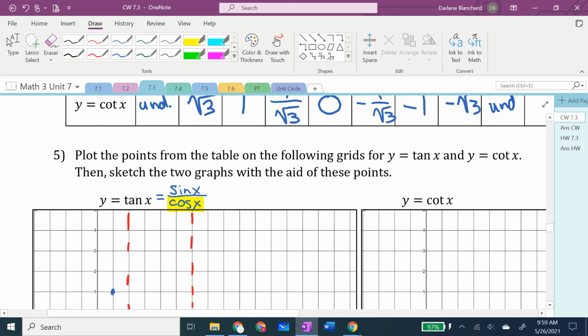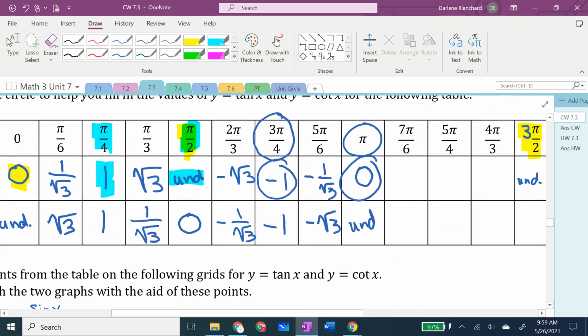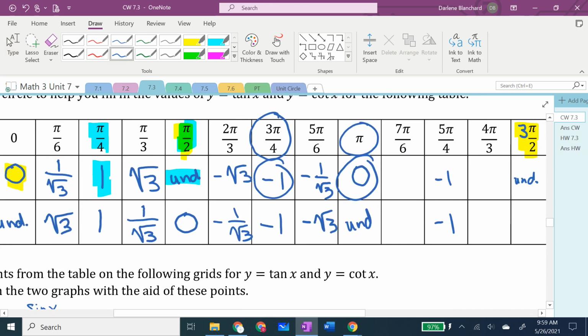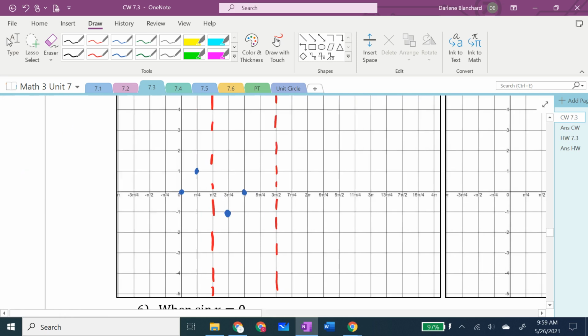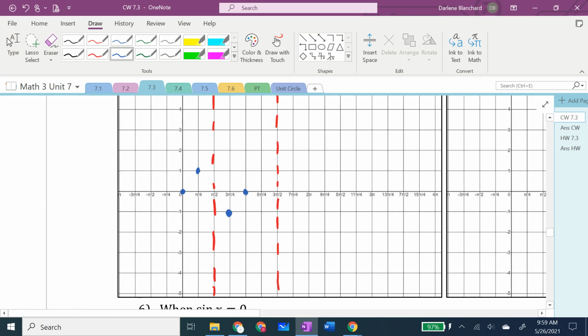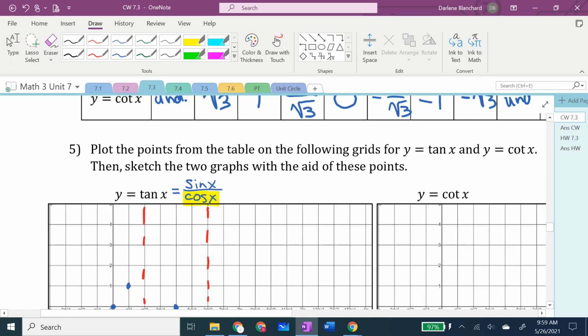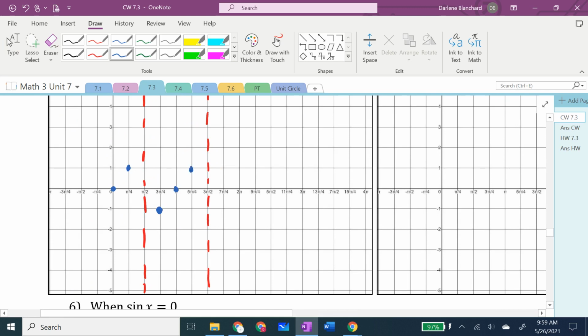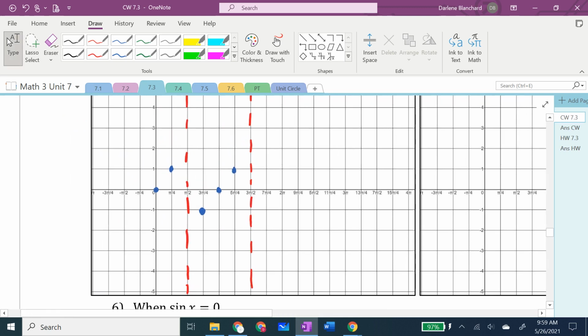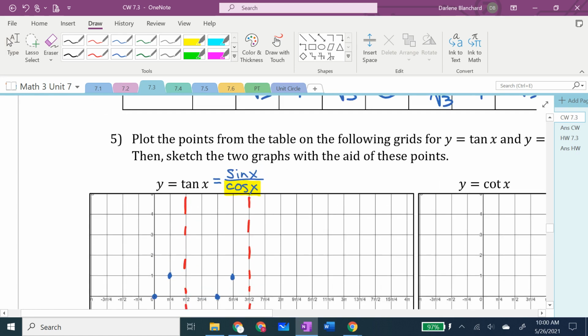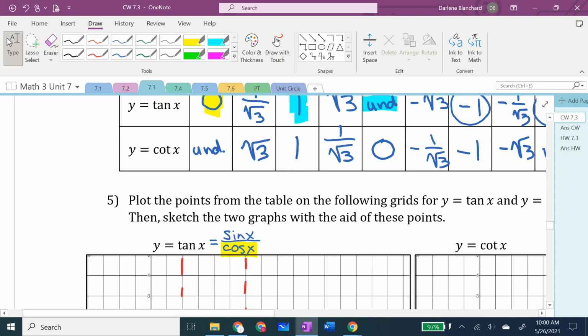Then 5 pi over 4, you would have gotten -1 there. Wait, not -1, +1. Just realized that. And so you can begin to see a little bit of a pattern here. Now in the future, you're not going to want to sit here and go through all those numbers and plot these points. I have some of the other angles there just to fill in a few gaps to help us a little bit.